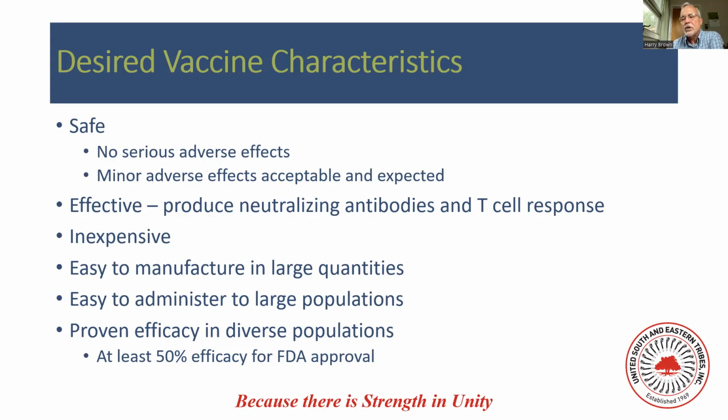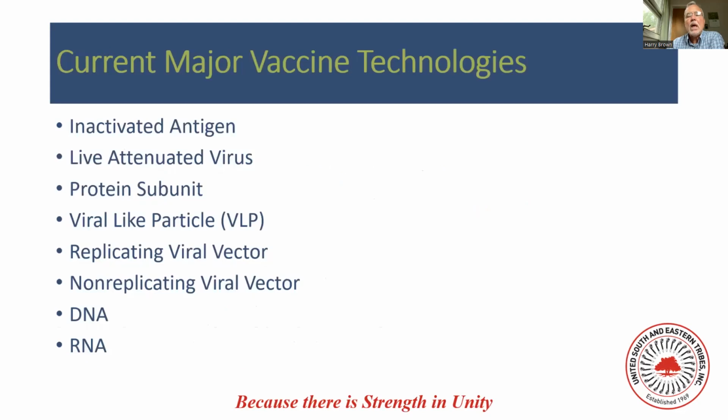efficacious in diverse populations. In general, for a vaccine to be approved by the FDA, it has to demonstrate at least 50% efficacy in large-scale trials. 50% doesn't sound like that's great, but if you could eliminate 50% of symptomatic disease, that's actually a big deal when it comes to serious diseases. Next slide, please. And by the way, most vaccines that we have have better than 50% efficacy.